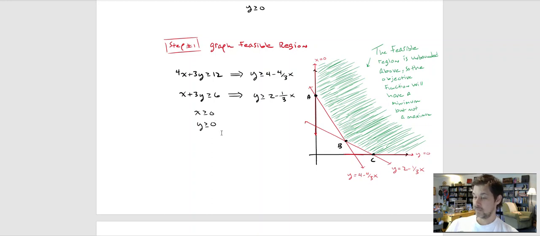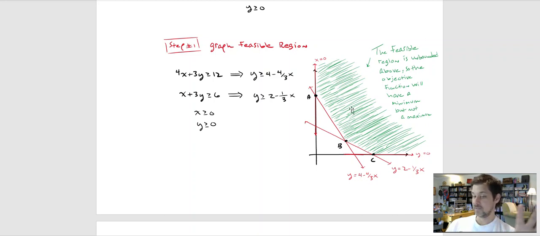What about y greater than or equal to 0? Well, on the x-axis are where the points are where y equals 0. So all the points where y is greater than 0 are above that. So what you see here shaded in green are the points above this line, above this line, right of the y-axis, and above the x-axis. So that's what this is. It satisfies each one of these. Above this line, above this one, right of the y-axis, above the x-axis. Alright, that's the feasible region.